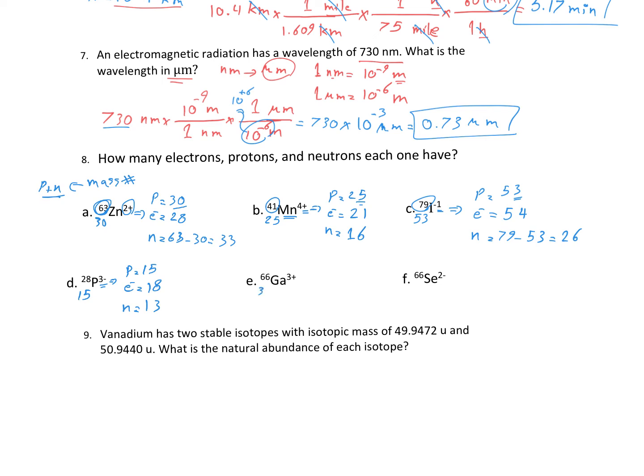Gallium, atomic number in the periodic table, check it, is 31, so it has 31 protons. It's positively charged, so it has more protons, and it's 3 plus, so it has 3 more protons or 3 fewer electrons. So it has 31 protons, so it should have 28 electrons. And neutron is a subtraction of these two, so it's 35 neutrons. The sum of protons and neutrons is 66, and it is 31 protons, so we should have 35 neutrons.